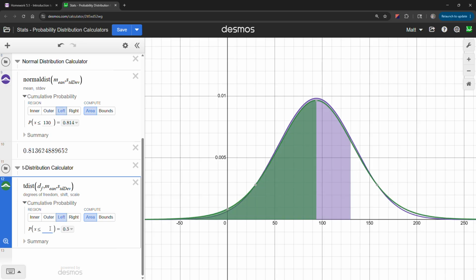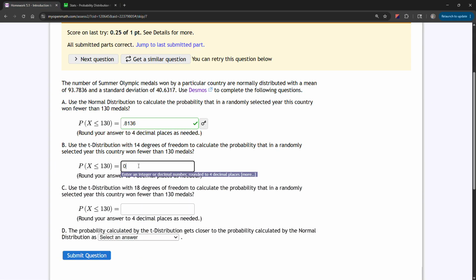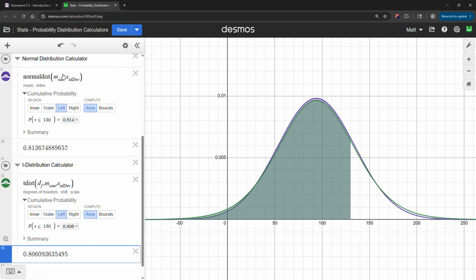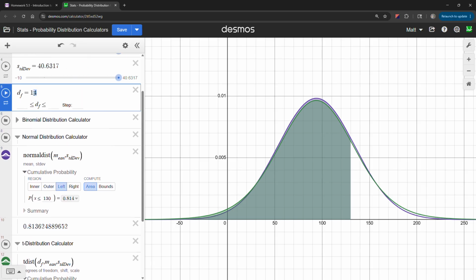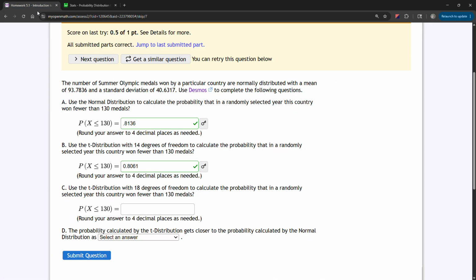And we again want to calculate a left probability so that x is less than or equal to 130. And that corresponding probability would be 0.8061. Part C is exactly the same probability statement, but now the degrees of freedom have changed from 14 to 18. So we'll go back up in this tool to change df to 18, and our new probability will be 0.8077.